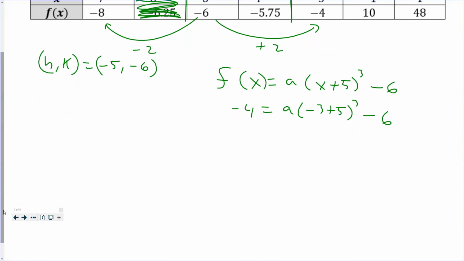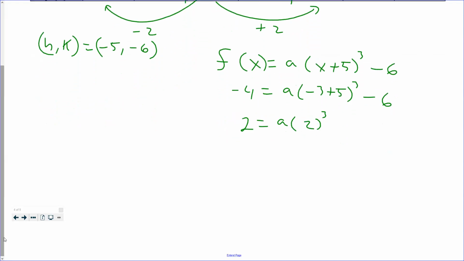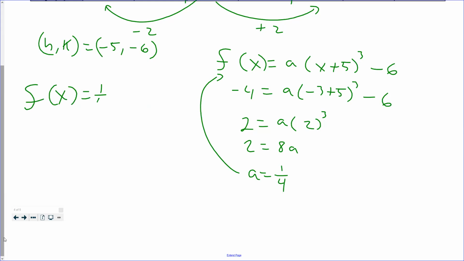So add the 6 over, you get 2. That equals A times 2 cubed, or 2 equals 8A, or A is 1/4. And then you just plug this right back in, and you get that the equation for this problem is 1/4 times x plus 5 cubed minus 6.